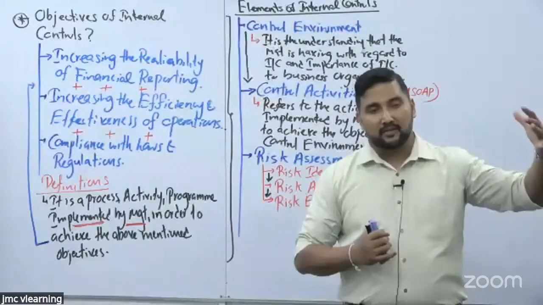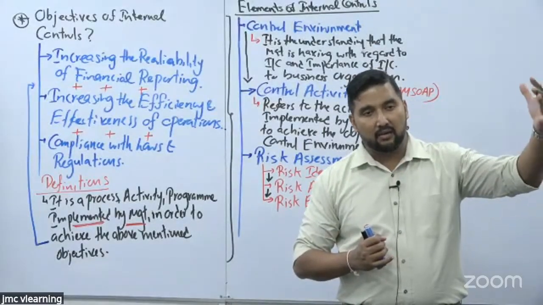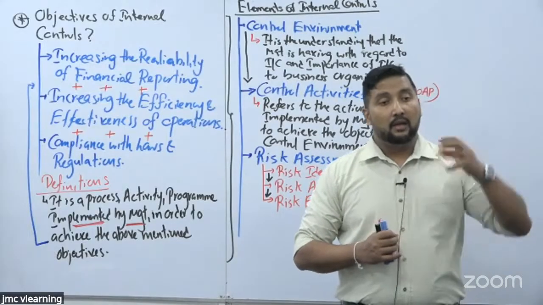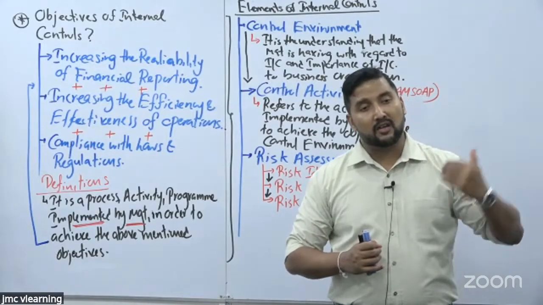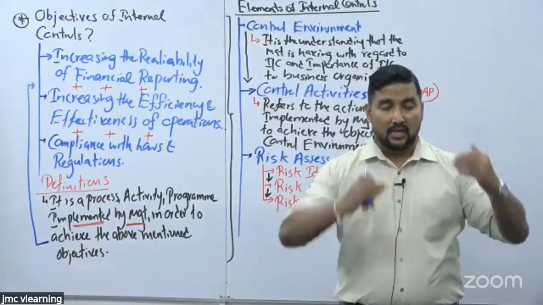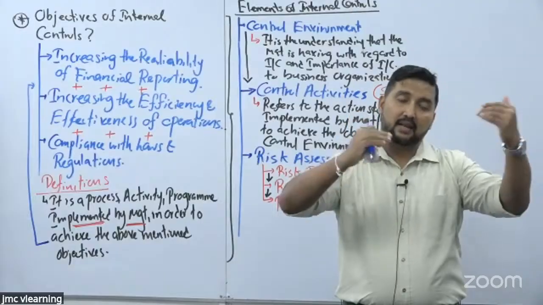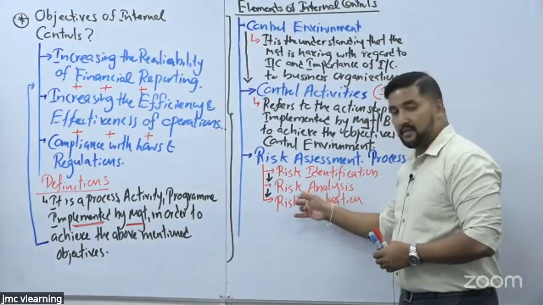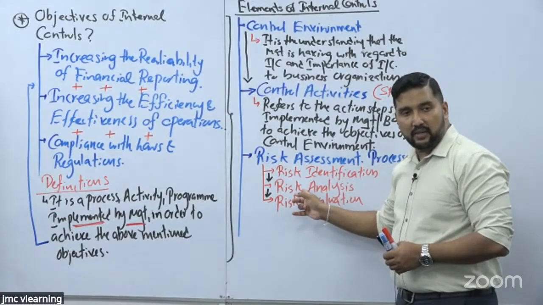Based on the impact of the risk. So impact may be high or impact may be low. That is number 1. Number 2, based on the occurrence of the risk. Occurrence may be either high or low. So based on the impact of the risk and based on the occurrence of the risk, you need to analyze the risk.